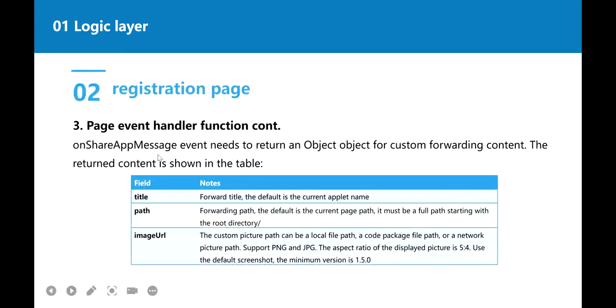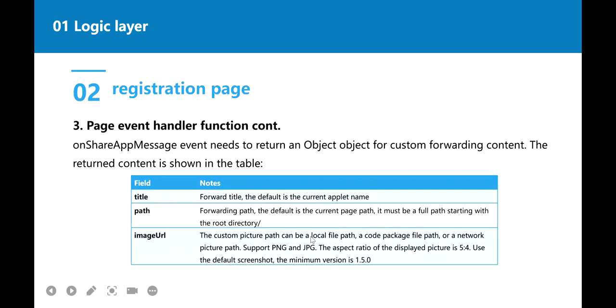We have also, this on share app message event needs to return an object for custom forwarding content. The returned content is shown here. We have the title, the forward title, the default is the current template name. Path, the forwarding path, the default is the current page path. It must be a full path starting with the root directory.